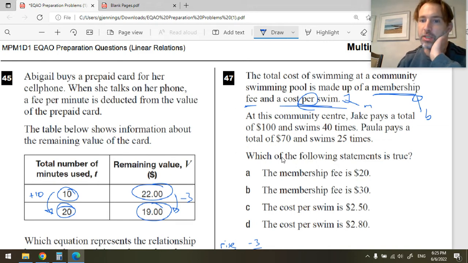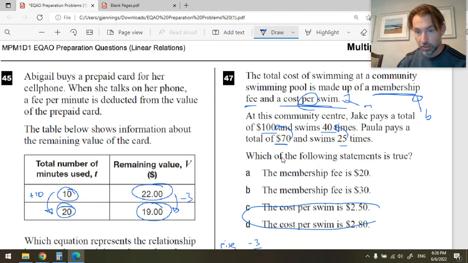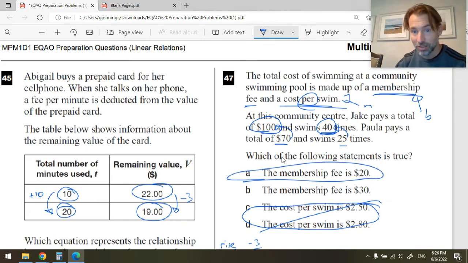All right, at this community center, Jake pays a total of $100 and swims 40 times. Paula pays a total of $70 and swims 25 times. So let's see. The extra 15 times swimming resulted in $30 more paid. So I know that the cost per swim is $2. So these two options are not true. If the cost per swim is $2 and he swam 40 times, then he paid $80 for those swims. That means that the $80 plus the membership fee is $100. The membership fee is $20. That is correct.